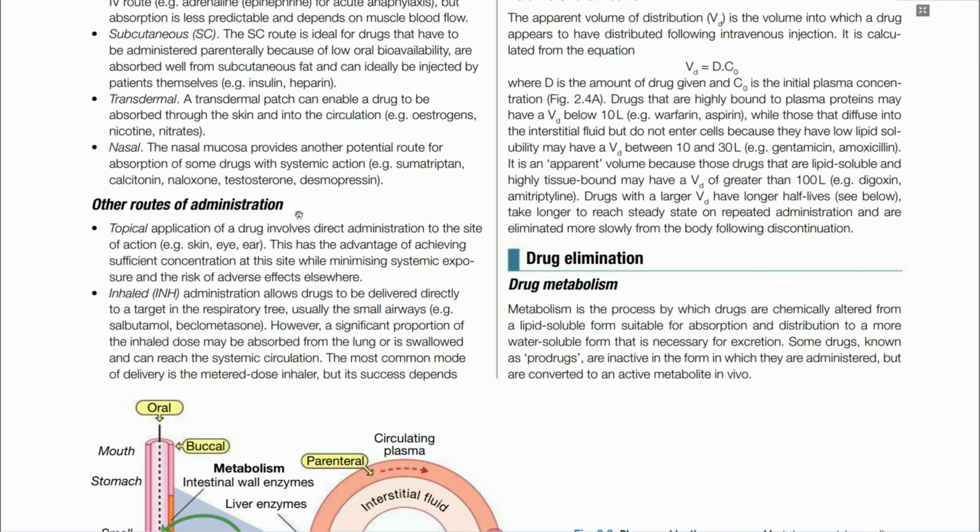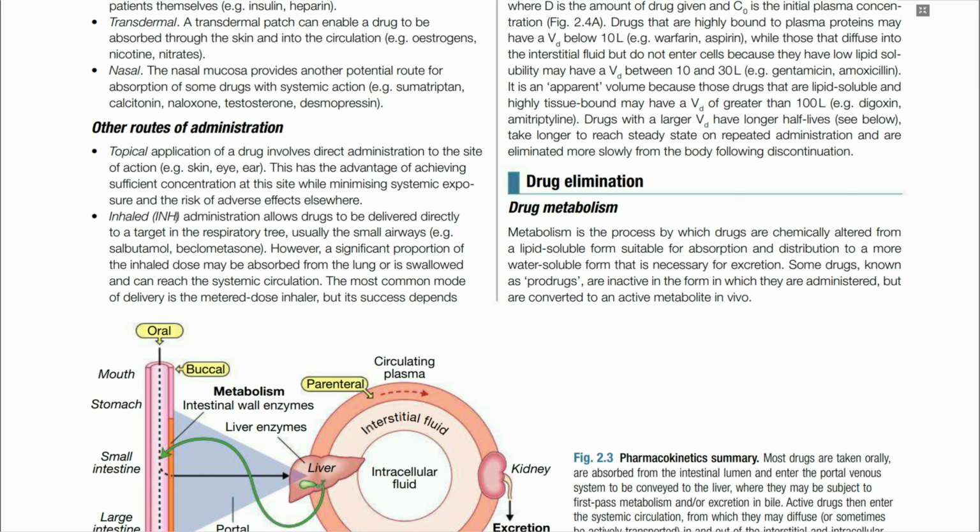Other routes of administration. Topical application of a drug involves direct administration to the site of action. Example: skin, eye, ear. This has the advantage of achieving sufficient concentration at this site while minimizing systemic exposure and the risk of adverse effects elsewhere.